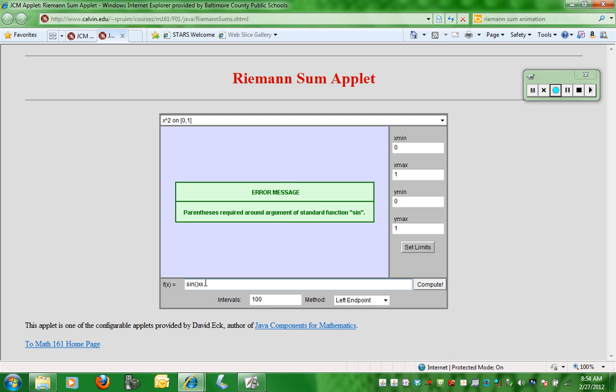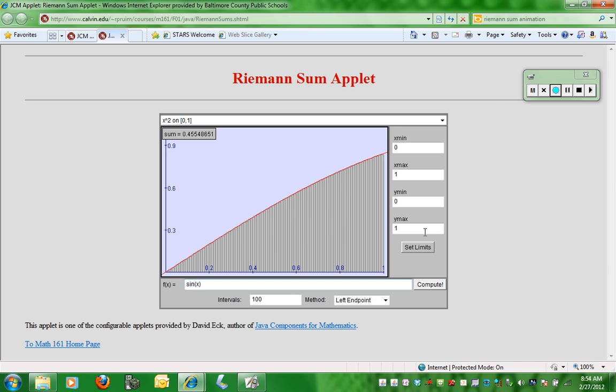Uh-oh, what's going on here? There's sine x. So you can play around with it. But I'm going to leave now and let you play with that applet if you want. But that's the introduction to Riemann sums and definite integrals. Johnstone out.